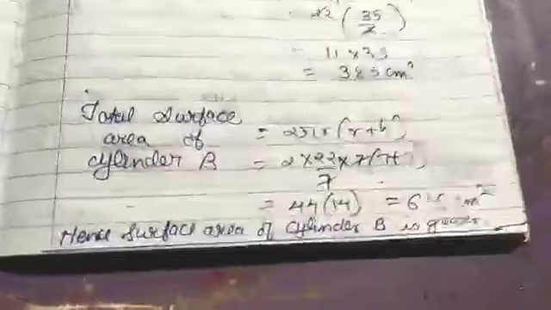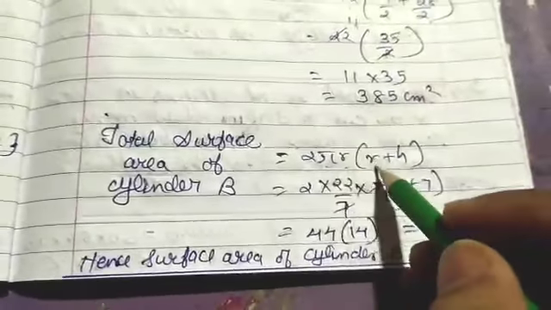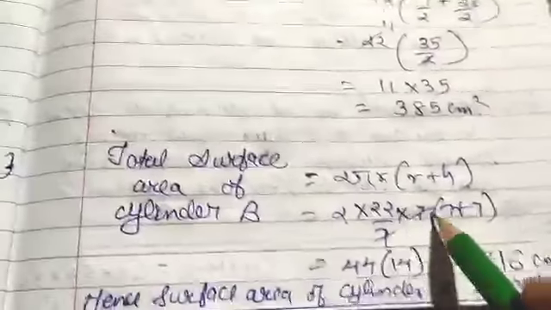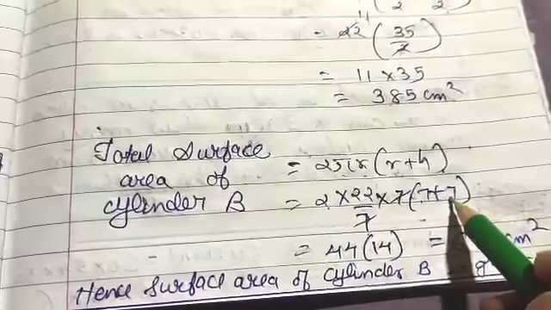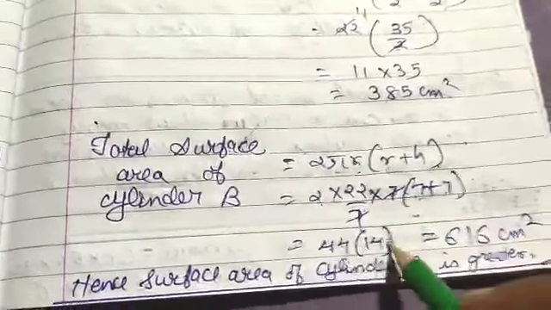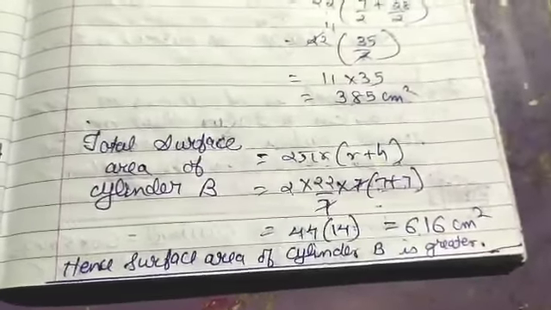Now find out the total surface area of cylinder B. 2 pi r (r plus h). That is 2 into 22 by 7 into 7, which is the radius of the second cylinder. The radius is 7 and the height is also 7. So 7 plus 7 is 14. 7 and 7 cancel. 2 20s are 44, and 44 14 is 616 centimeter square.